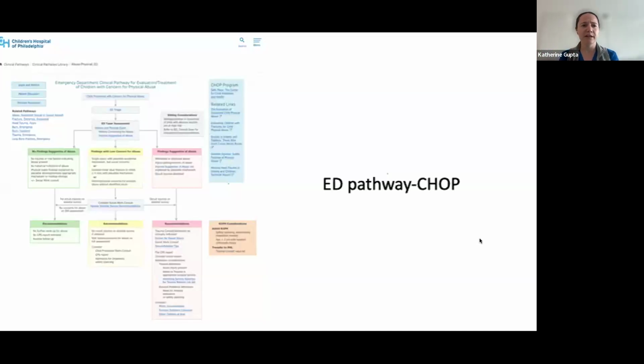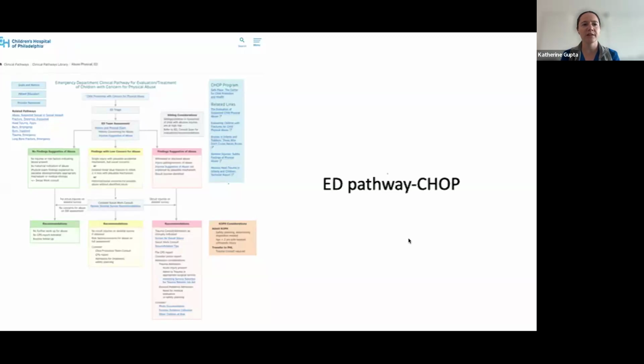So the pathway that's thrown up here comes from the Children's Hospital of Philadelphia, which happens to be where I work. And my hospital has published a number of these pathways, which are all freely available. You can access them really from anywhere in the world with internet access. They are not password protected or anything like that.